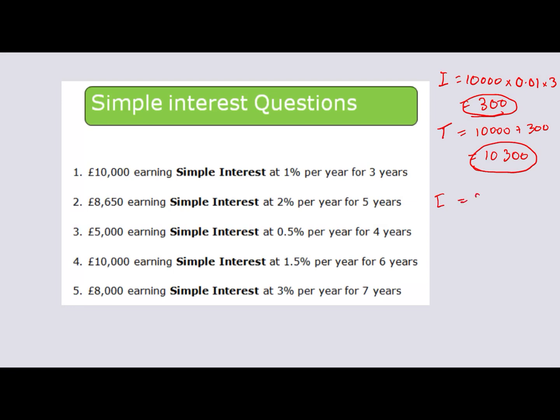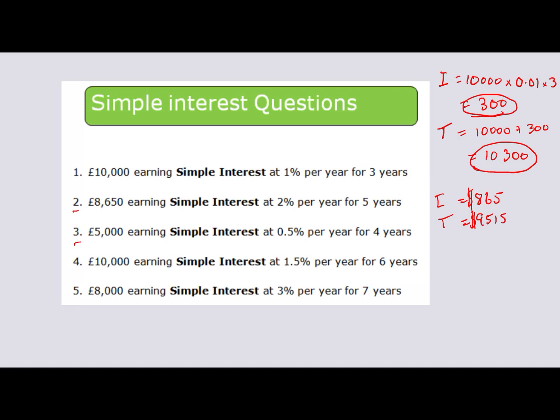Let's just look at number 2. The interest you earn, I'm just going to do it on my calculator now: 8,650 times 0.02 times 5. The interest would be 865. You're going to obviously show your working out. I'm skipping it just to speed things along. And so the total amount would be $9,515. That's number 2.